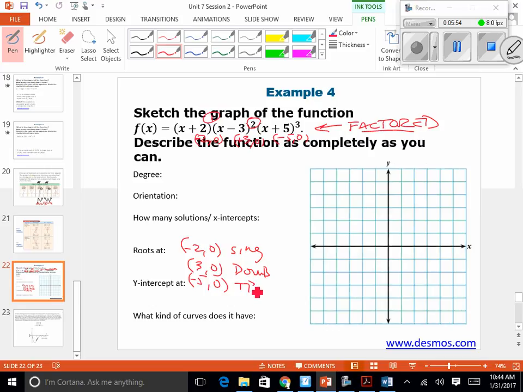What does this do on the picture? If it's a single, when it crosses the x-axis, it crosses the straight line. The double looks like a cross. It doesn't go through, it will bounce over or bounce that way. And then the last one, the triple, it bends when it crosses through.